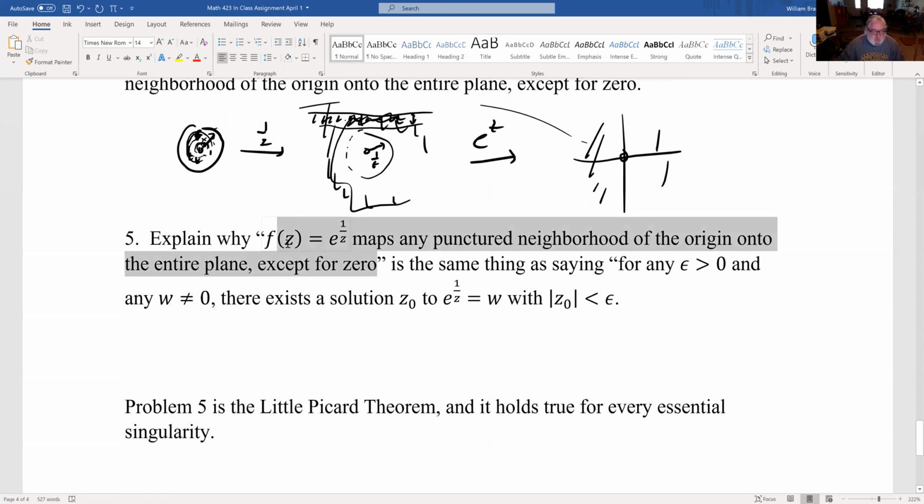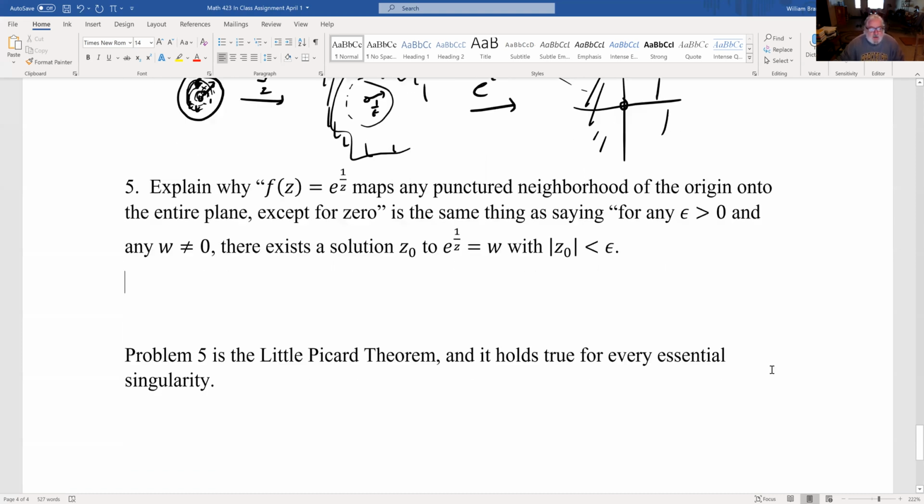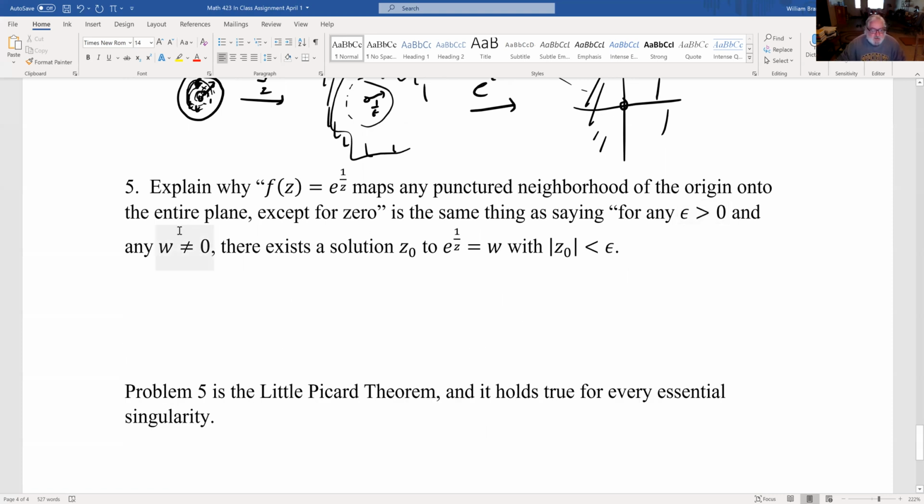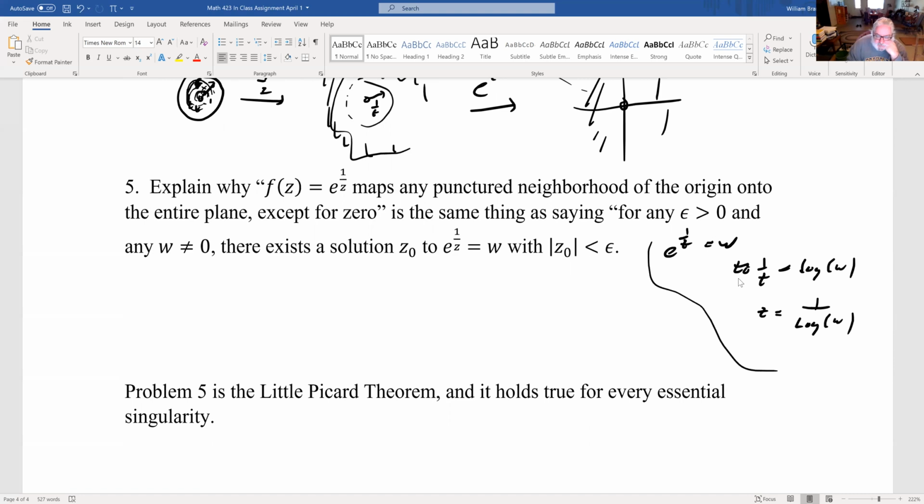So, why are these two statements the same? F of z equals e to the 1 over z maps any punctured neighborhood of the origin onto the entire plane except for 0, is saying that for any epsilon greater than 0 and any w not equal to 0, there's a solution to this equation. So I want to tie together geometry and solutions to equations. If we want to solve the equation e to the 1 over z equals w, you'd solve it by picking your branch of the logarithm, and then you'd say 1 over z equals log of w, where z equals 1 over log of w. And you have to be careful a little bit about defining your log branches. So no pictures involved in solving that, right? It's just sort of, I'm going to call it algebraic, but you know.